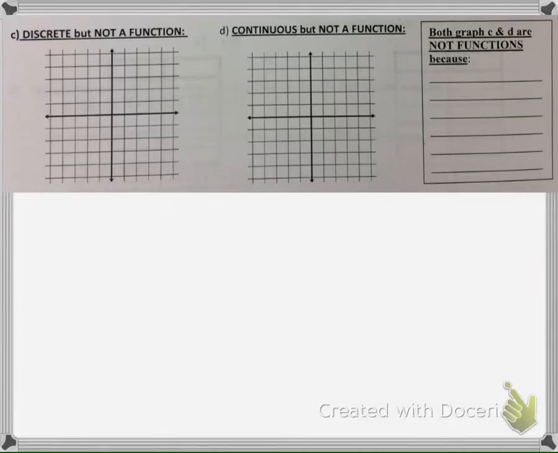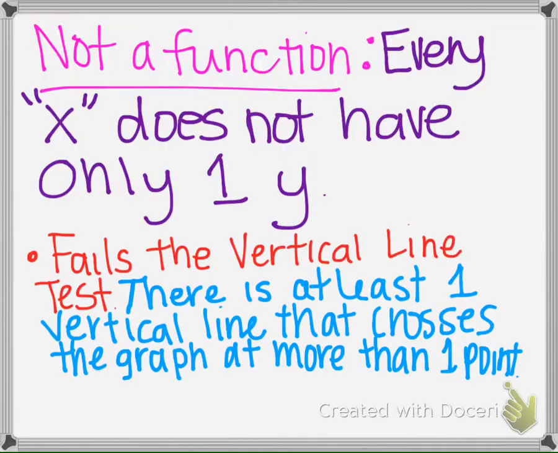Okay, in this problem we are asked to create graphs. The first one, part C here, says that it needs to be discrete but not a function. And then we're going to create a graph that's continuous but not a function. So both of them cannot be functions. Let's make sure we know what not a function means, since they both need to be not a function.